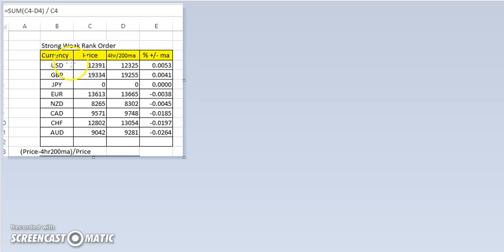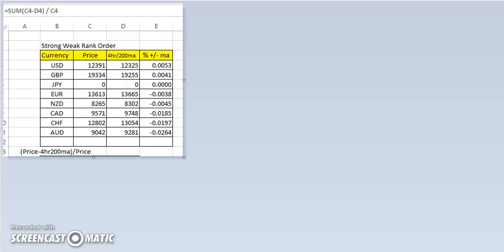and I'll put it on this simple little spreadsheet here, where I'll put the price. And of course these are all connected with the yen. I'll put the price and the 4-hour 200 moving average, and that gives me a percentage over here. The simple formula on my Excel spreadsheet is right there, and what it's doing is taking price minus the 4-hour 200 moving average, divided again by price, and that gives us a percentage. And that gives us a rank, and that's how I get my rank order of what's strong and what's weak.